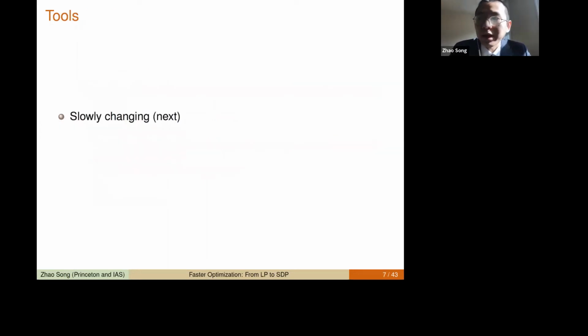So let me start with the high-level ideas behind those algorithms. The first idea is called slowly changing, and the second idea is called sketching.